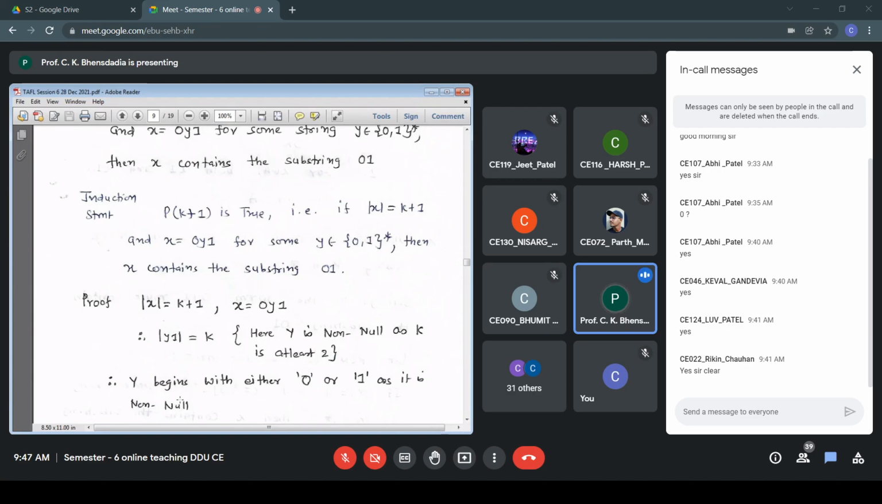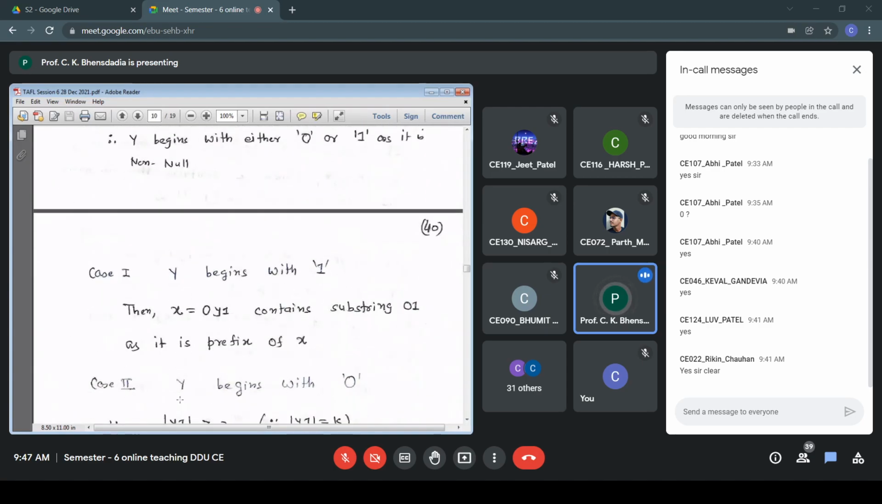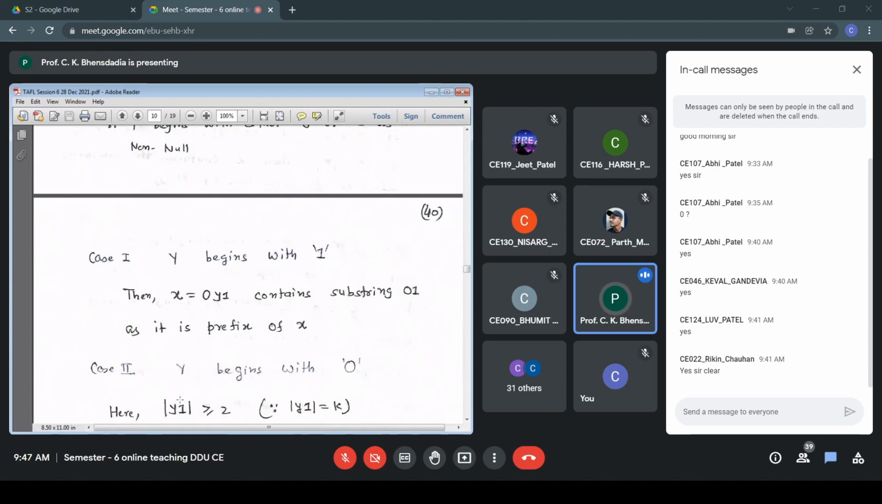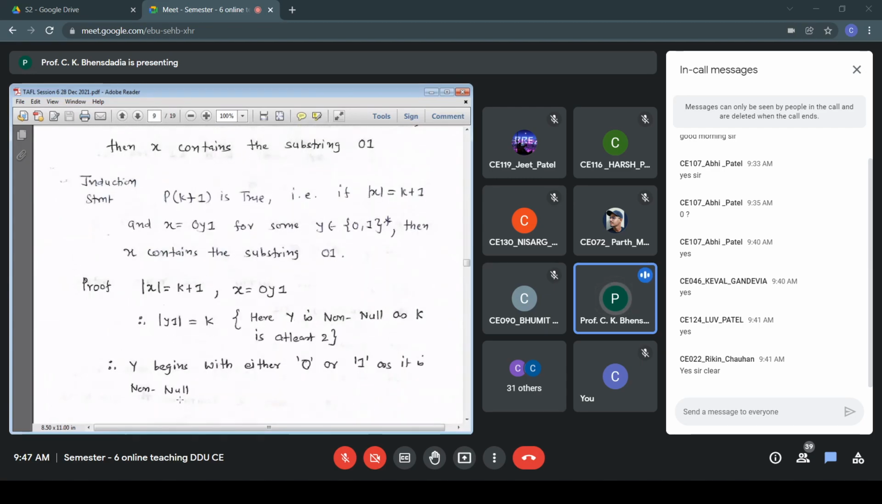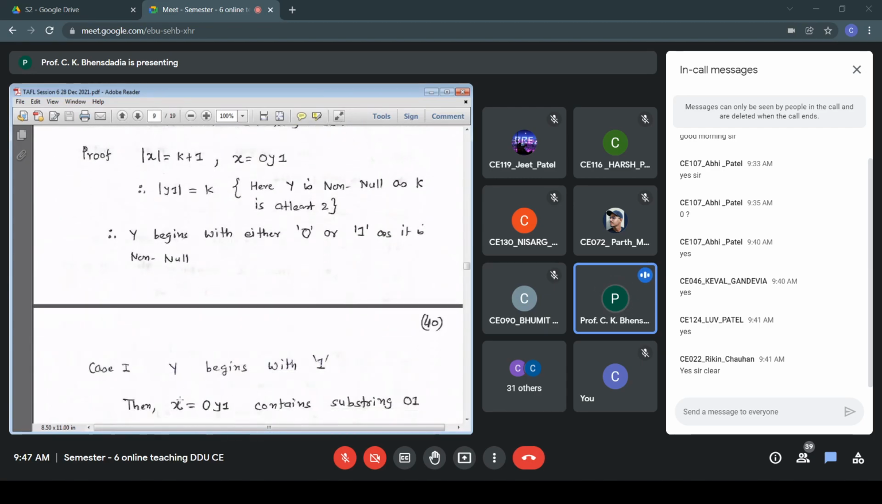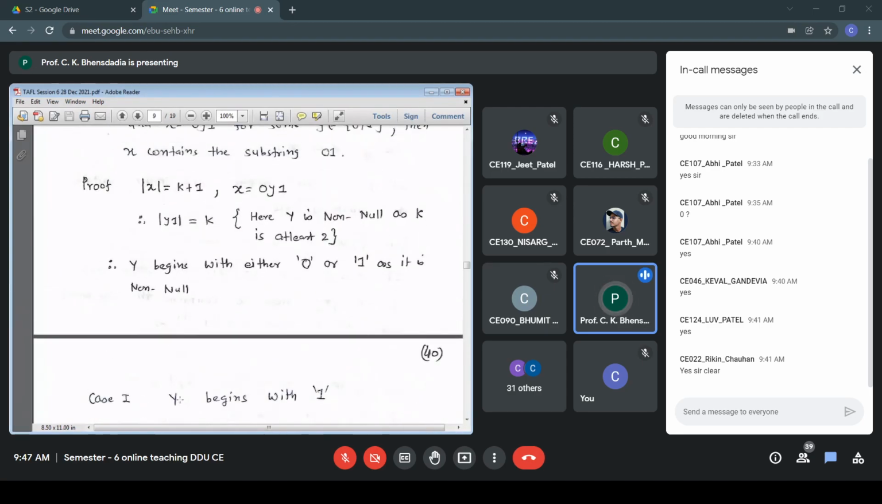Again, we have to prove the statement, and maybe once more we think about dividing the proof into cases. So far we have inferred that y begins with either 0 or 1. So straight away let us put the cases as y begins with 1 and y begins with 0. These are our cases. We are once again dividing the proof into cases.